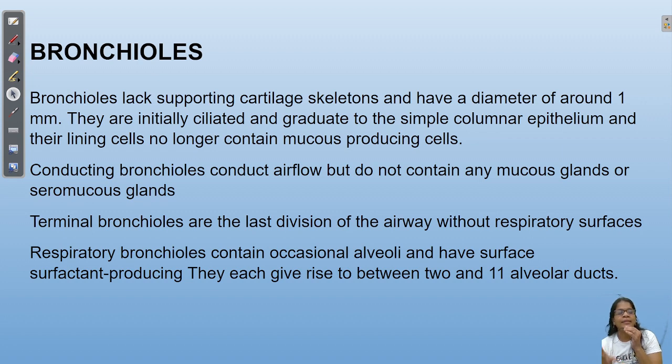Next comes the terminal bronchi. Terminal bronchi are the last division of the airway without the respiratory surfaces. Respiratory bronchioles contain occasional alveoli and have surfactant producing cells. They each give rise to 2 to 11 alveolar ducts. And you know, alveoli are like a group of cell-like structures which resembles a grape. So you can compare them with a grape.